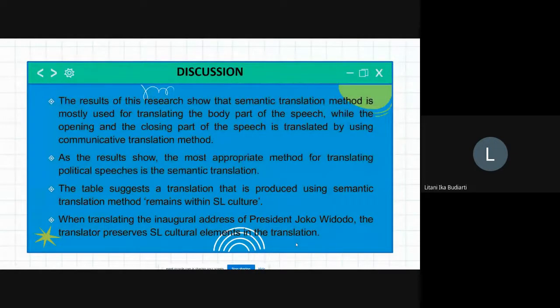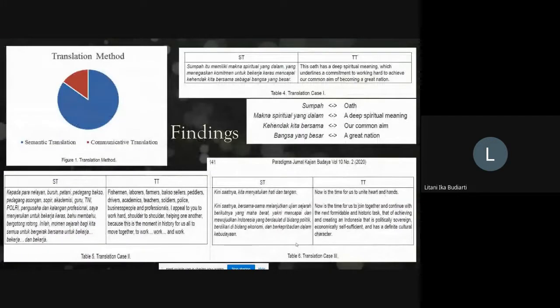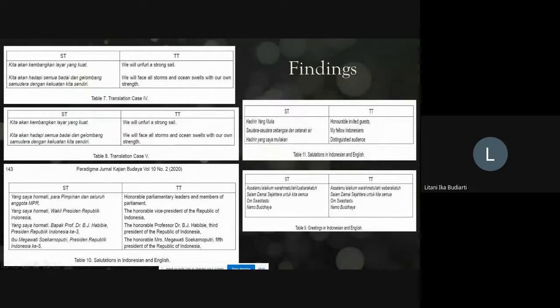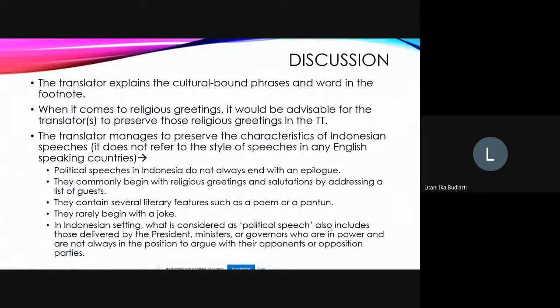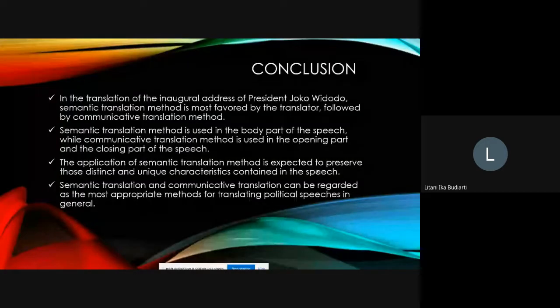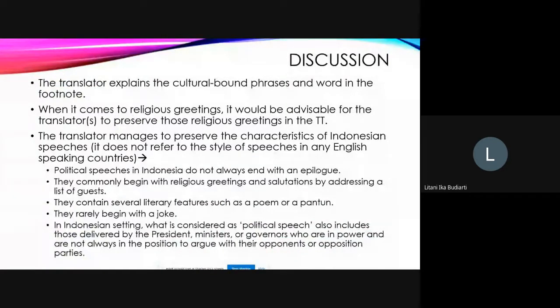So, when translating the inaugural address of President Joko Widodo, the translator preserves SL cultural elements in the translation. We can also see this from table 9, greetings in Indonesian and English. Here the translator actually used zero translation because she wanted to maintain the SL culture in the language. The translator explained the culturally born phrases and words in footnotes. When it comes to religious greetings, it is advisable for translators to preserve them in the TT. The translator managed to preserve the characteristics of Indonesian speeches. It does not refer to the style of speeches in any English-speaking country.